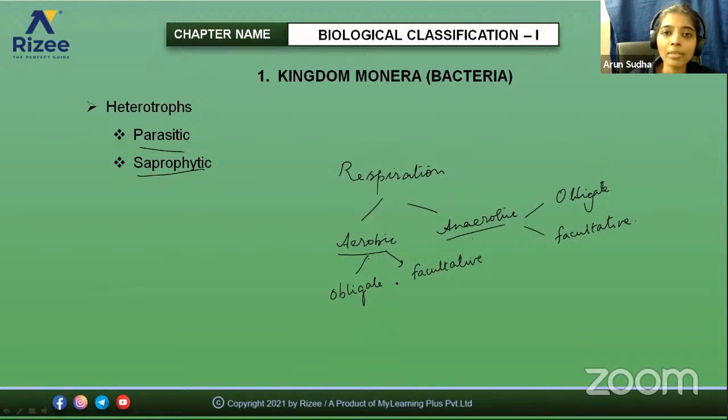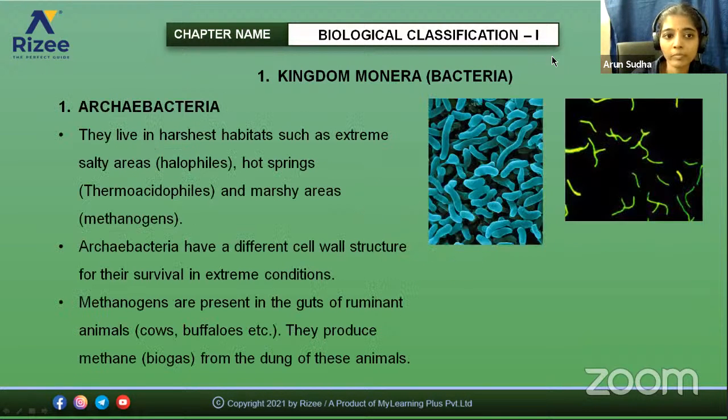So on the basis of respiration, bacteria are classified into aerobic bacteria or anaerobic bacteria. I hope you are clear with this till now, that is, the types of classification, the structure of a bacterial cell, and the types of bacteria, Archaebacteria and Eubacteria. Next we'll see about the Archaebacteria. Archaebacteria are actually the most primitive organisms, that is, the most ancient organisms. So we can call Archaebacteria the living fossils.